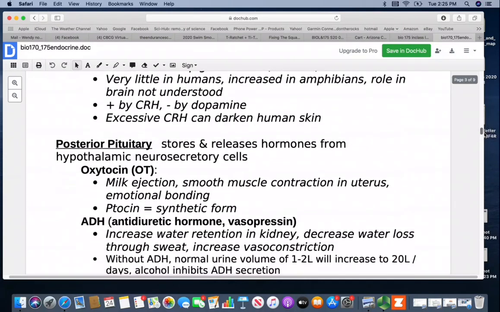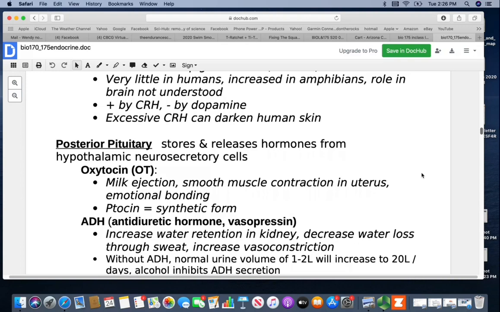So the posterior pituitary is going to store and release hormones from the hypothalamic neurosecretory cells. Oxytocin is going to lead to milk ejection. It will lead to smooth muscle contraction in the uterus, and it also fosters emotional bonding of the mother with the child. The synthetic form of it is Pitocin, which is used to induce labor. When a woman is breastfeeding, it will actually help to stimulate the uterus to contract back down to its regular size.